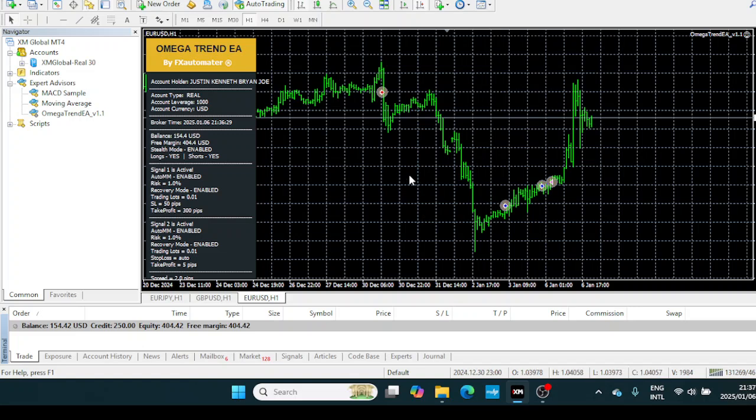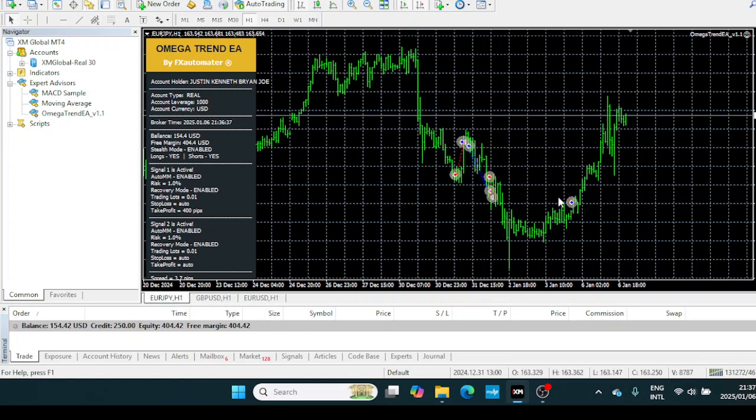So now I'm going to let the bot trade for the next week. I'll see how it progresses, and I'll keep you guys posted on the progress of the bot, how it's doing.